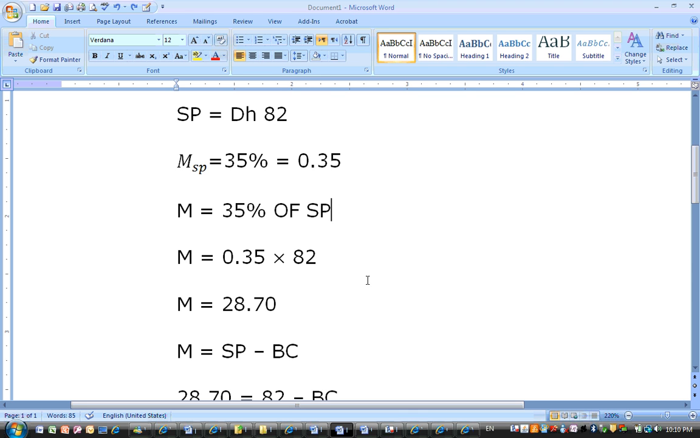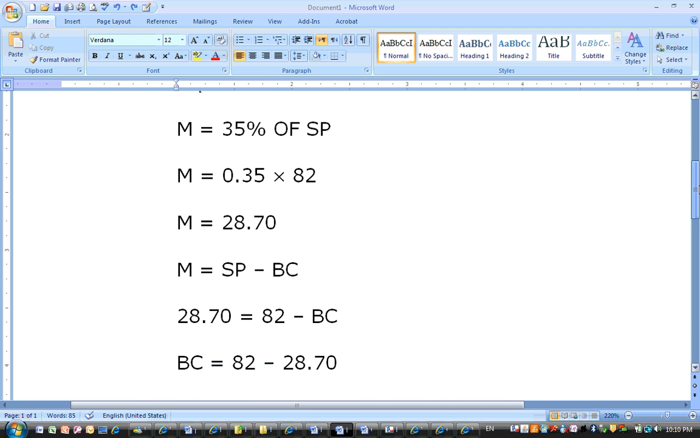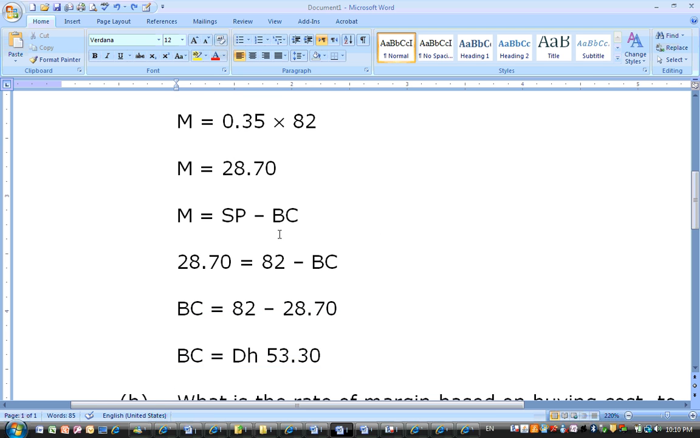Now once we calculated the margin, we can proceed to calculate the buying cost. So we know that the margin is the difference between SP and BC. M is the difference between the selling price and the buying cost. Now put the numbers in this formula. We know the margin, it is 28.70, equals SP, we know SP is 82 dirhams, minus BC.